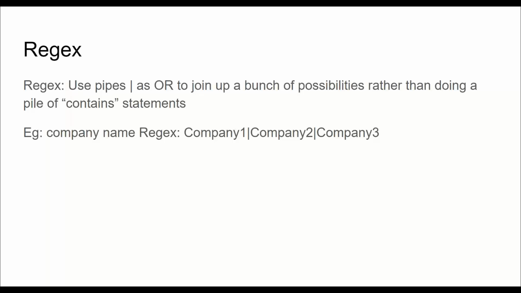So rather than making a whole bunch of query blocks that say if it's at this company or that company or that company, I can just use one query that says regex equals company 1 pipe company 2 pipe company 3. And it will match anything that includes any of those text strings. So this would come true for company 1, it would come true for company 1 blue, it would come true for blue company 1, anything that includes any of those text strings.